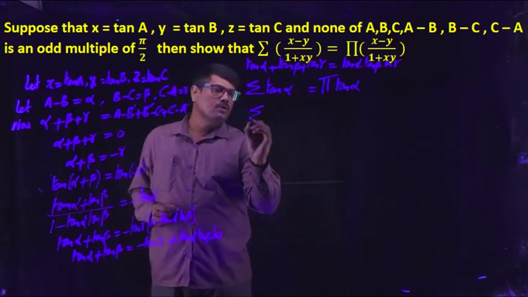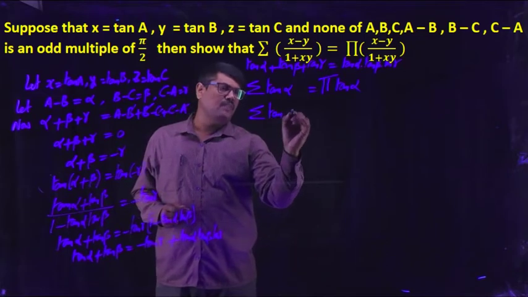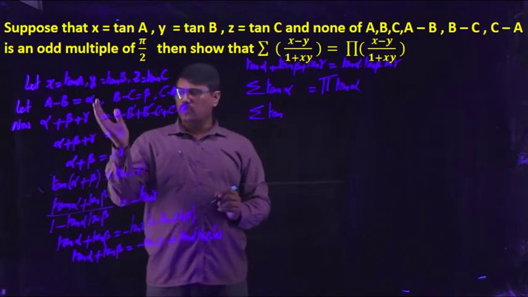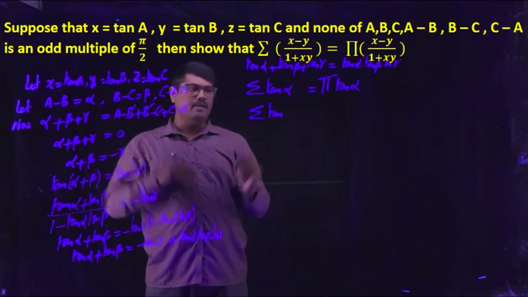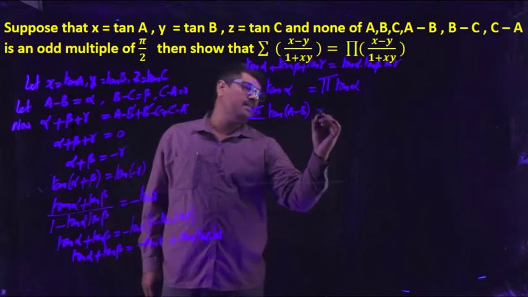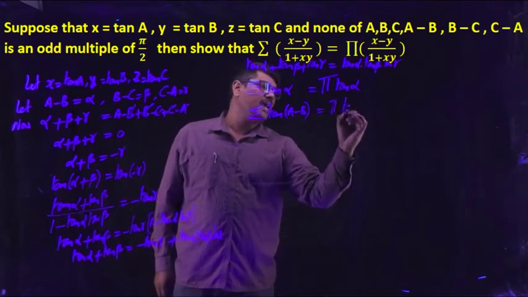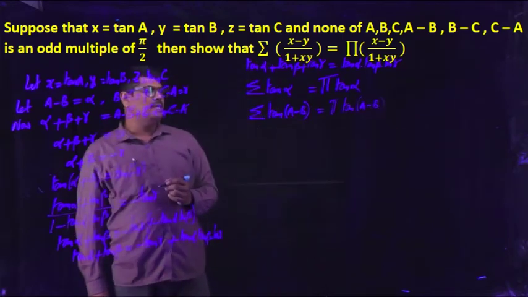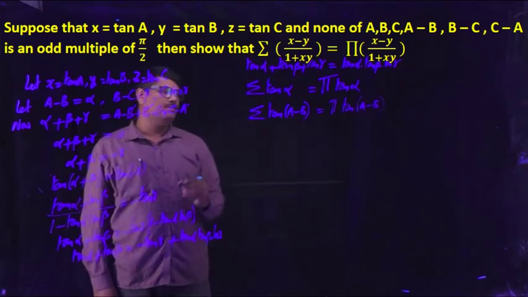Now, what is the value of alpha? Actually, we considered one. It is not related to the problem. We consider this notation instead of a minus b. Now, replace alpha with a minus b. Tan a minus b, and pi tan a minus b. So, we get sigma tan a minus b is equal to product tan a minus b.